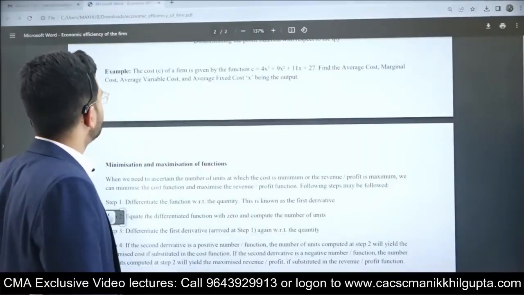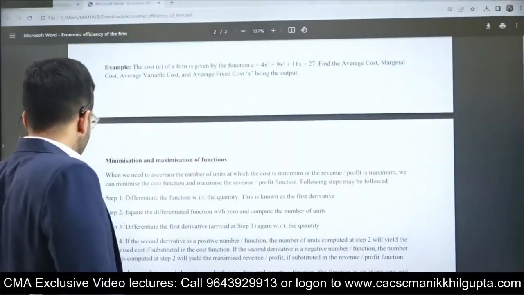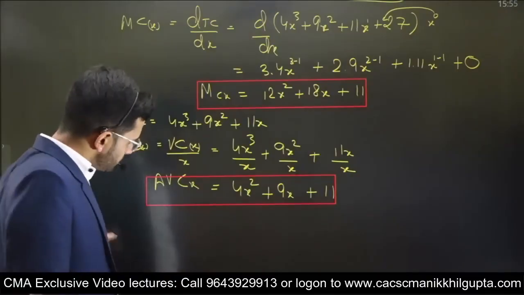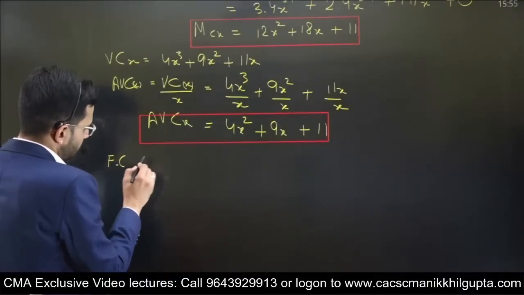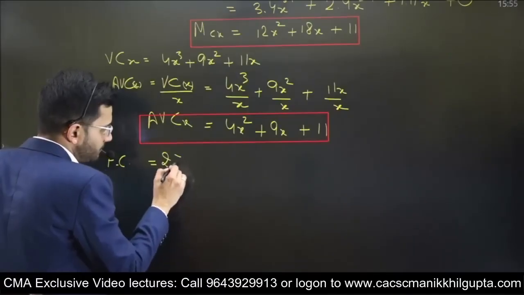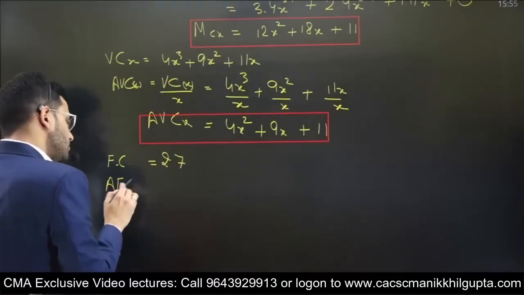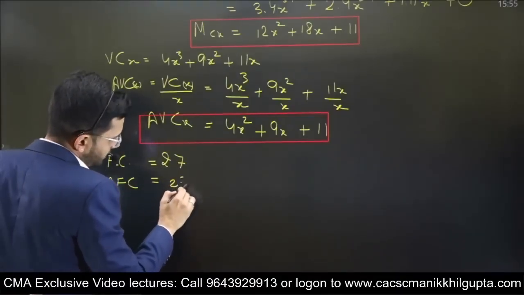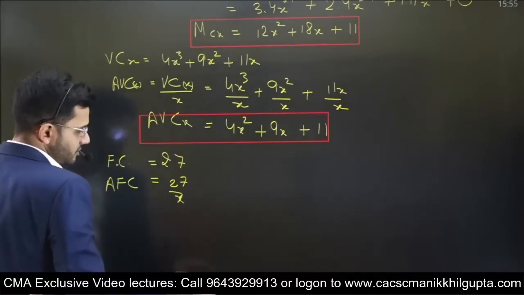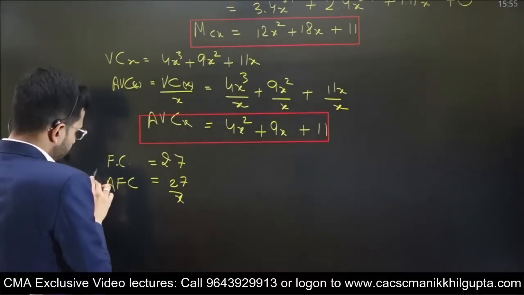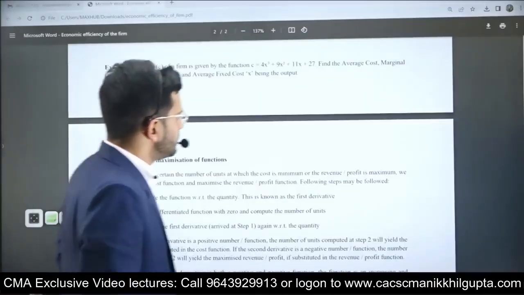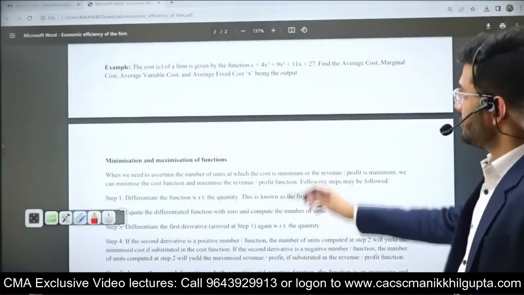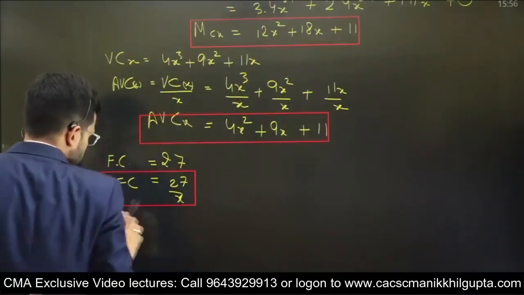Average variable cost. Then average fixed cost. What is average fixed cost? First of all, you need to tell me what is the fixed cost. Fixed cost was 27. So what will be the average fixed cost? I'm going to divide it by x. Total fixed cost divided by x is the average fixed cost.